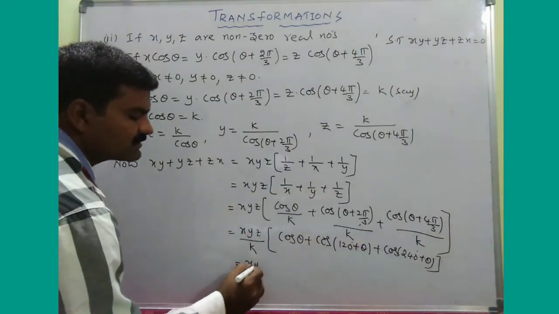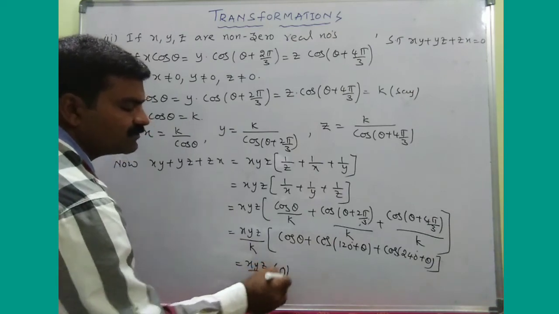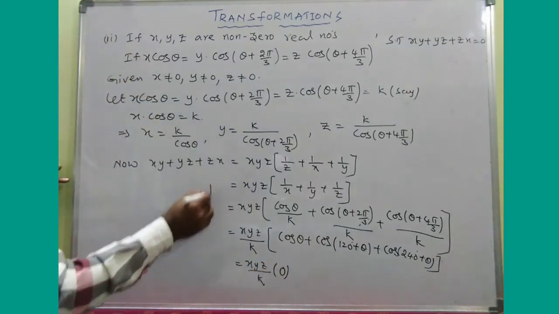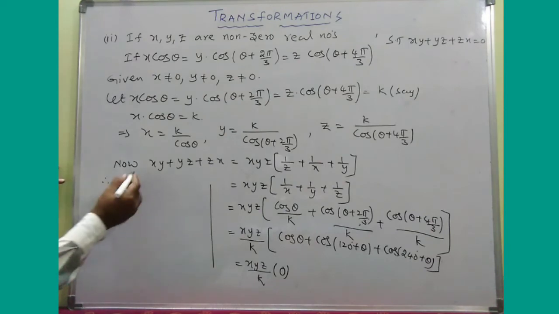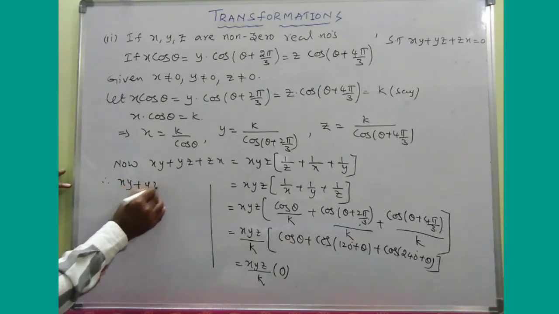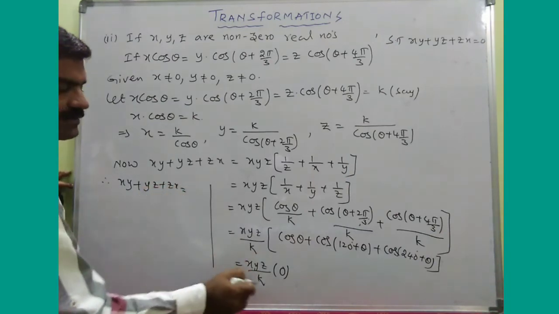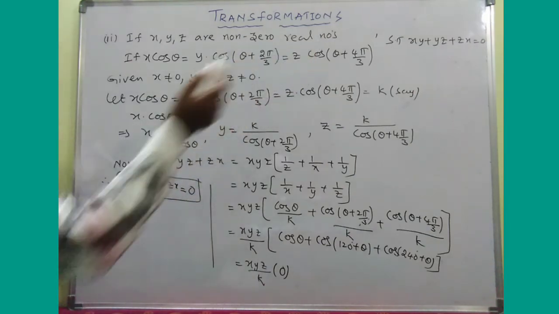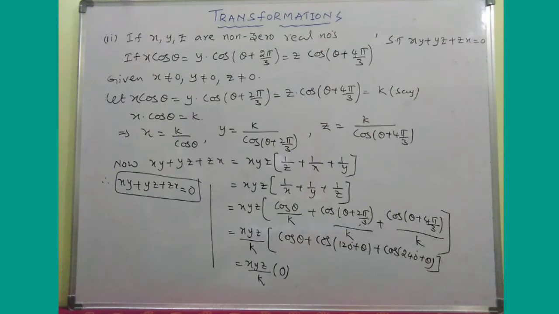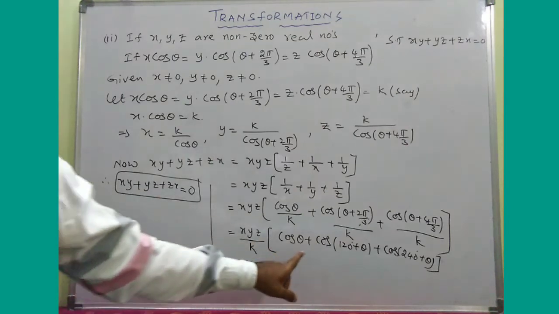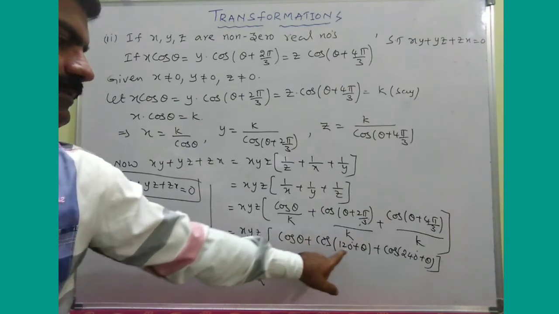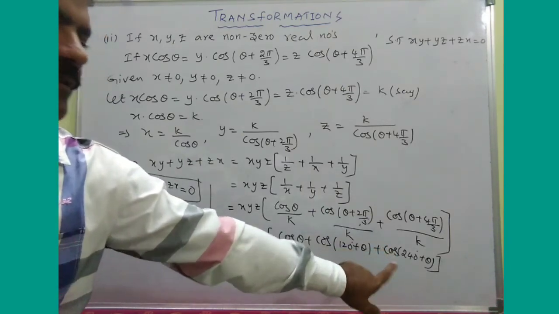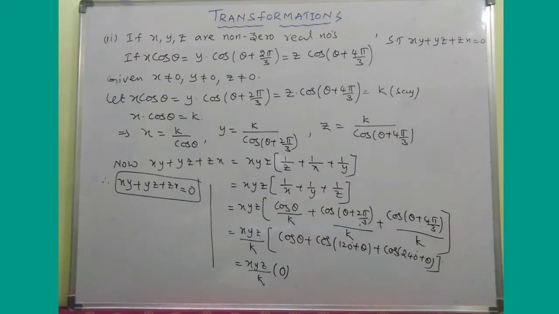Hence this is xyz by k into 0. So what I got is xy plus yz plus zx, which equals anything into 0, which is 0. So that is the condition we needed to prove. See how simple the problem is. And please remember, this is a standard result: cos theta plus cos of 120 plus theta plus cos of 240 plus theta is always 0.